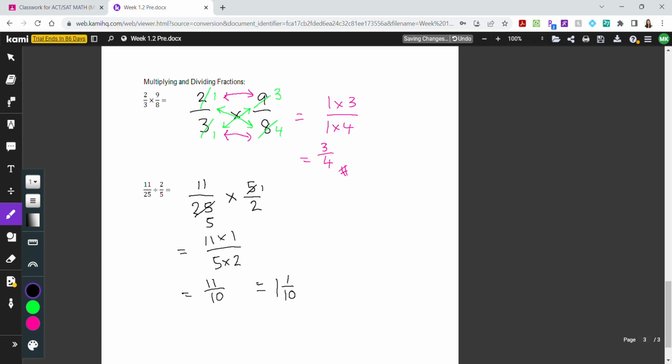All right. And so remember, with fractions, same thing, you want to use PEMDAS for your order of operations. So remember, parentheses, exponents together, multiply, dividing together, addition, subtraction together, left to right.